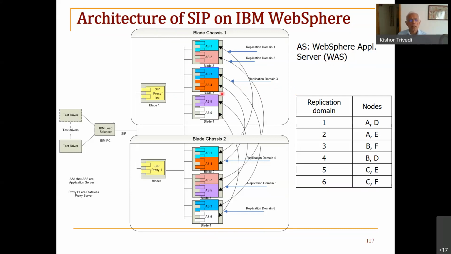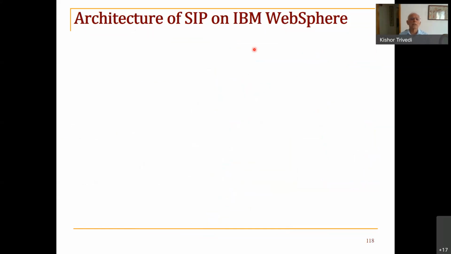Furthermore, there were 2 SIP proxies, 1 in each box, and there were 12 copies of the app server, 6 in each box. And 2 app servers shared one blade server node. And app server 1 in chassis 1 is connected with app server 1 in chassis 2, and this is called a replication domain. So this information that I gave you is condensed in the next chart here.